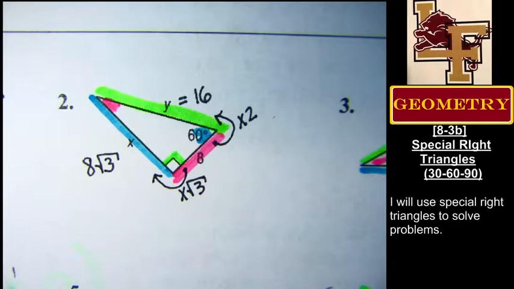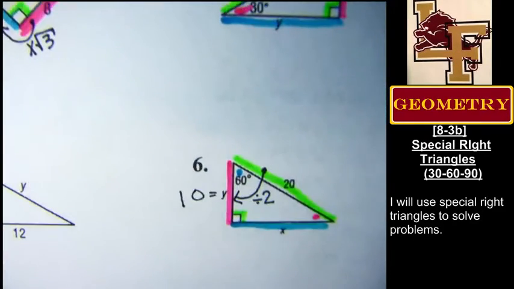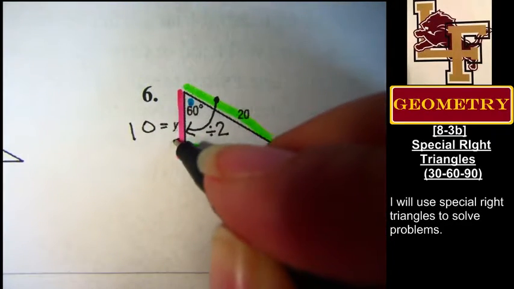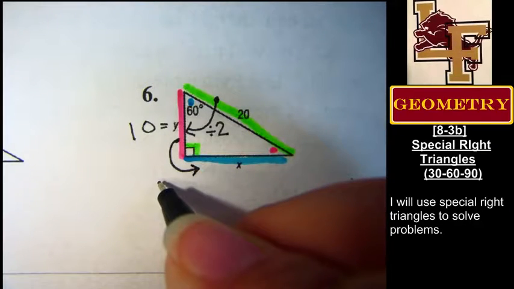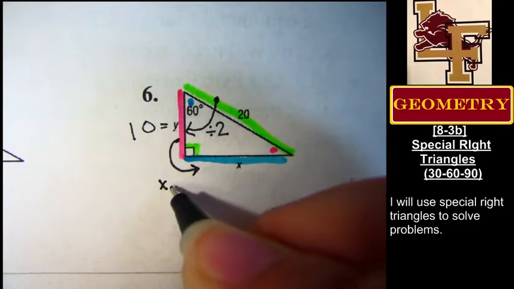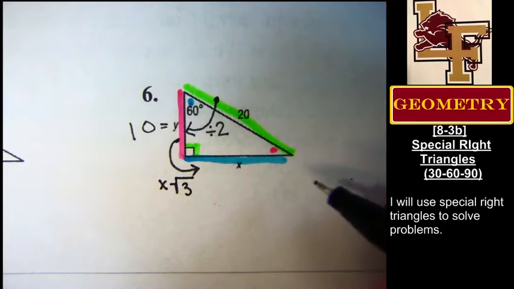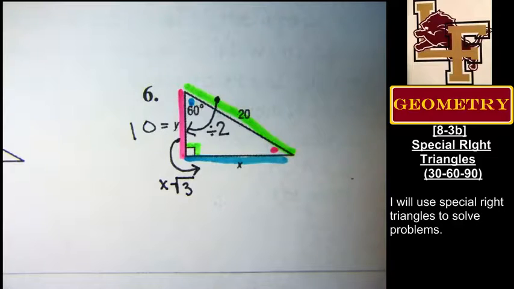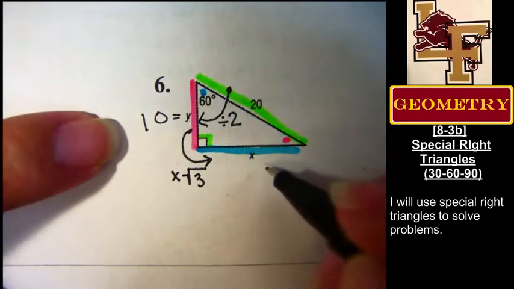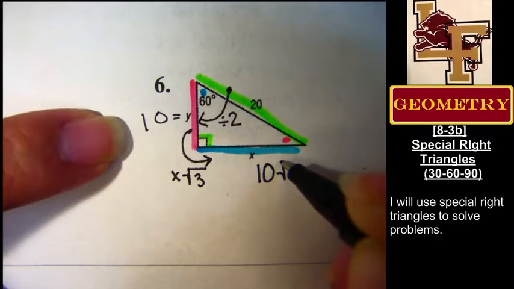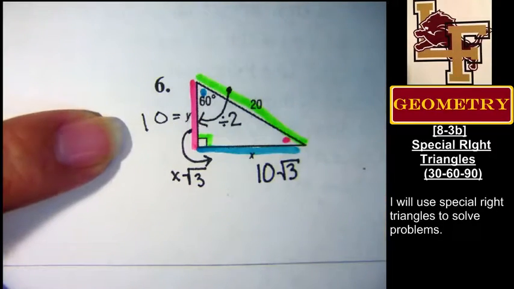Yeah? All right, let's move over and let's look at number 6. Slide down to number 6. Short side to long side. What was the pattern? Multiply by square root 3. When you're dealing with whole numbers, that multiply just looks like you mashed them together. So the long side should look like 10 square root of 3.